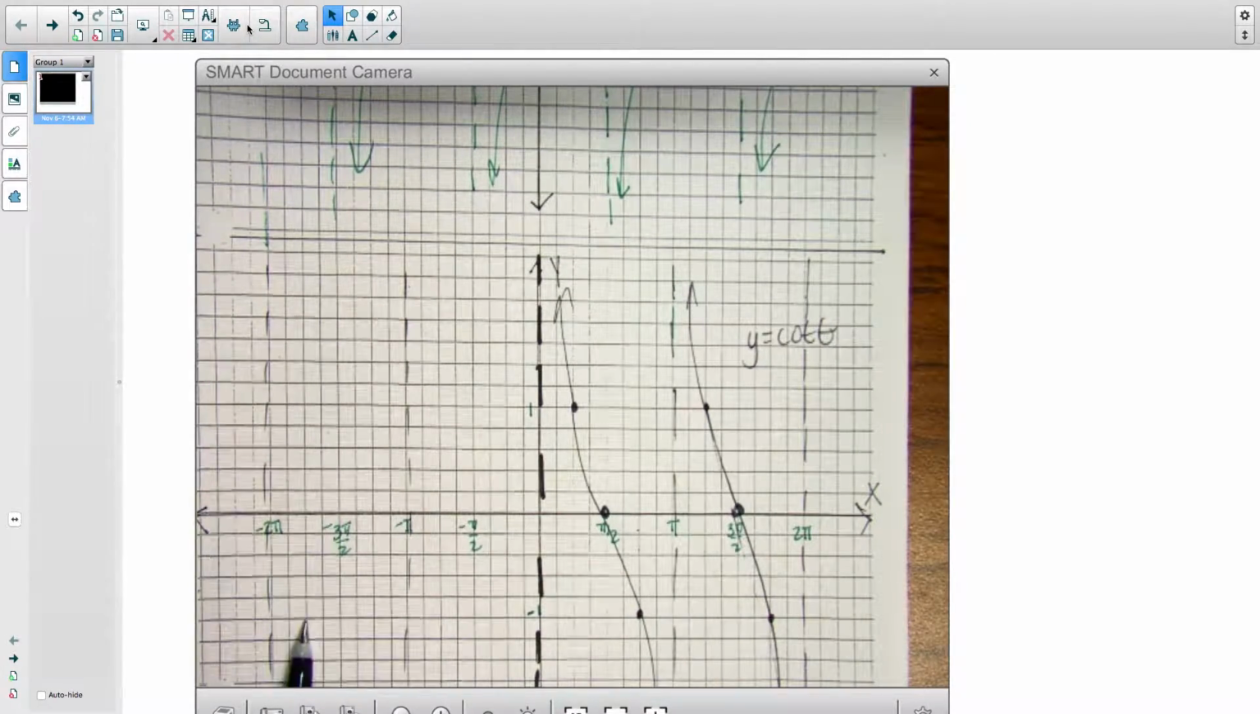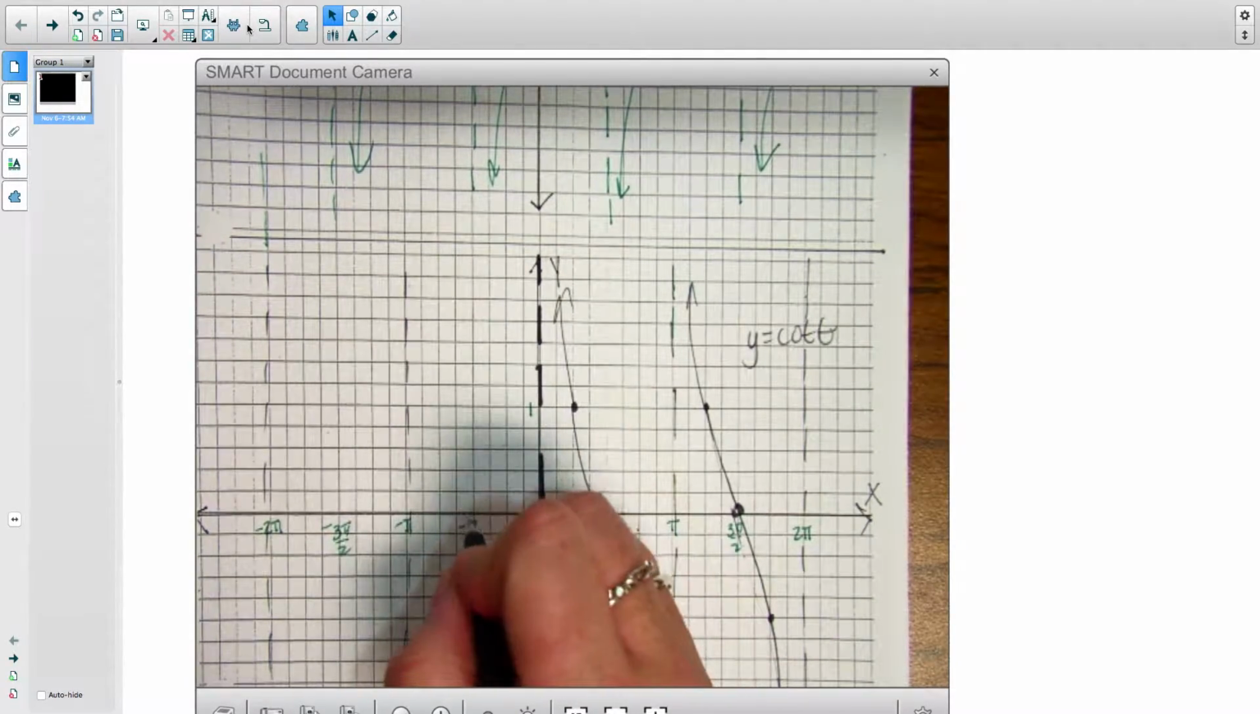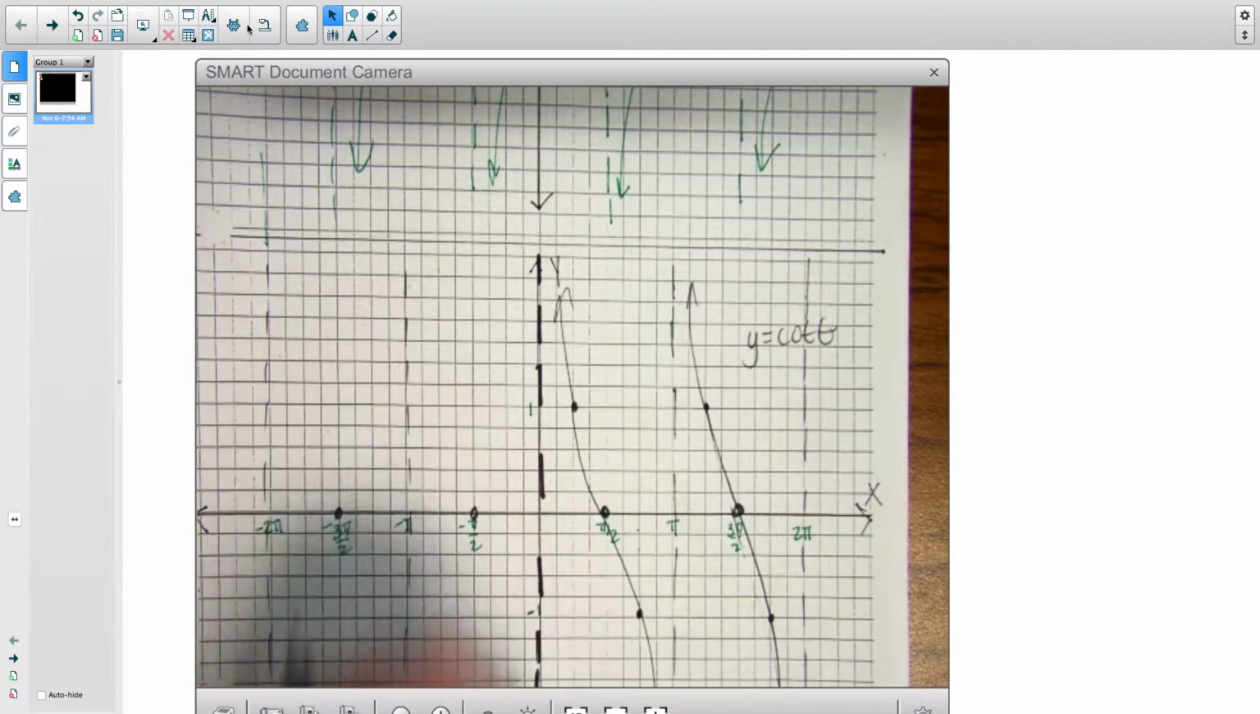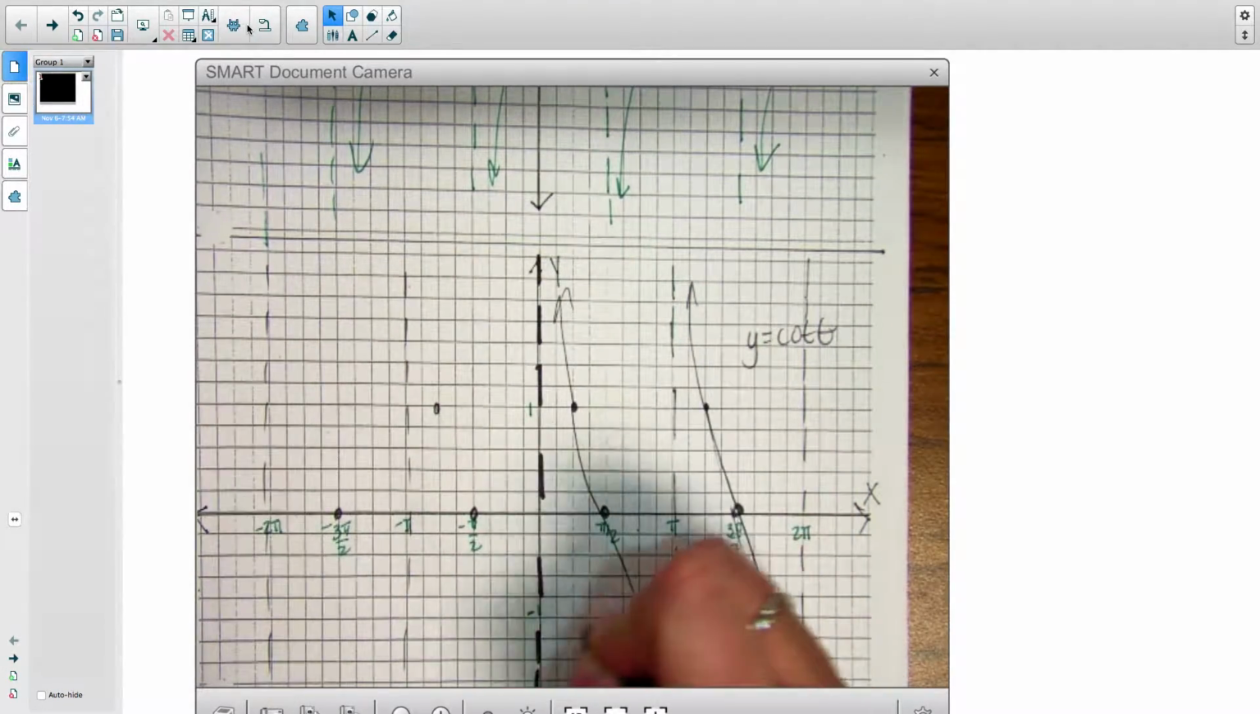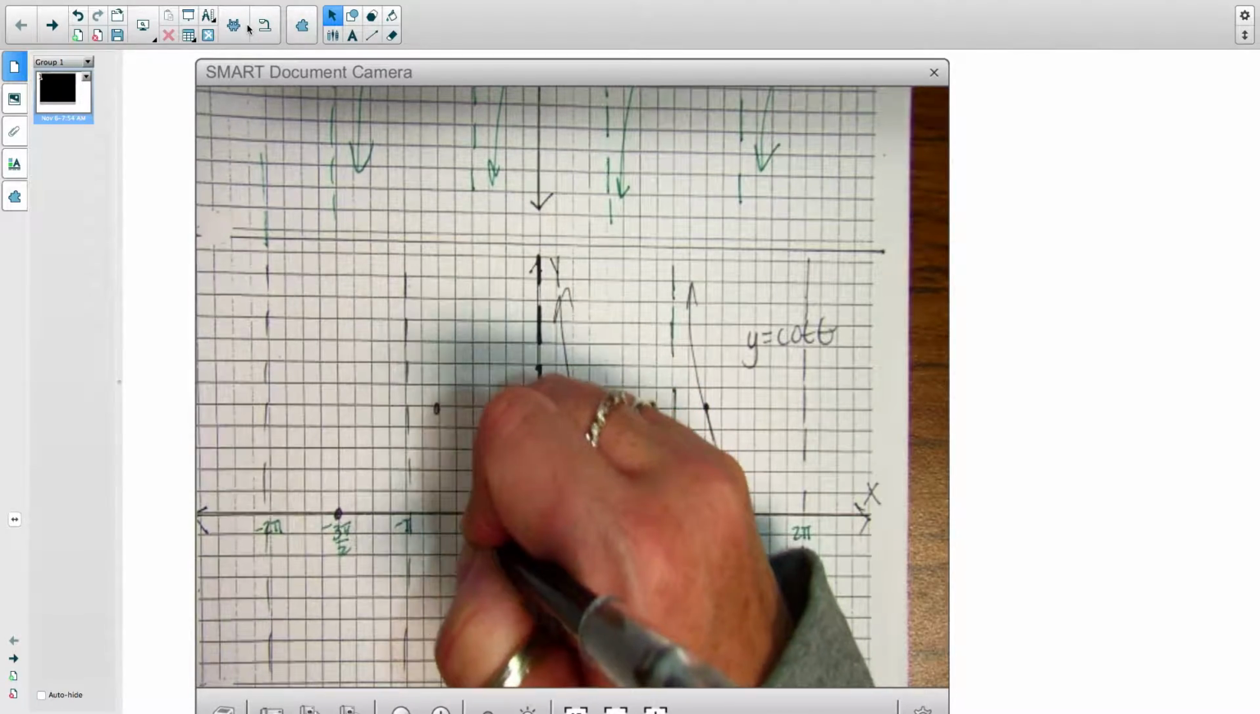If I wanted to fill these other ones in, what are they going to look like? They're going to be the same thing. Halfway between the asymptotes are my zeros, and they're going to go the opposite direction that the tangent went.